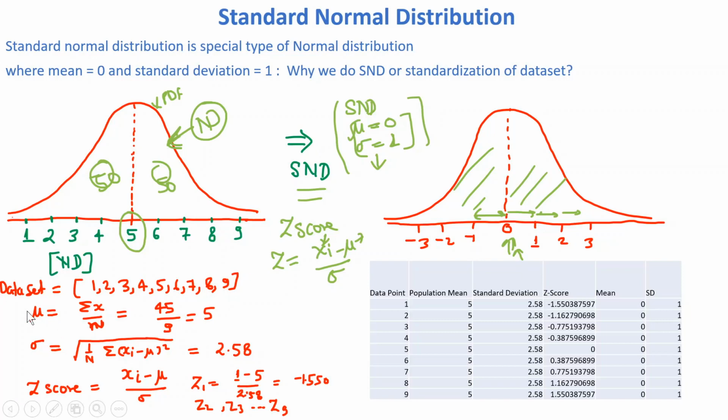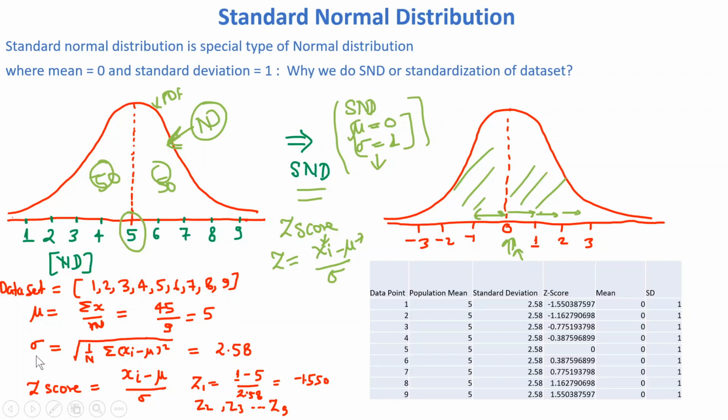Second one, we need to calculate the mu, the population mean. Population mean will be the summation of x divided by n. The summation of x, if we calculate all these values, we will get 45. The total sample size of the population is 9, then we will get 5.